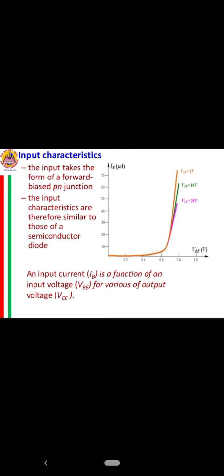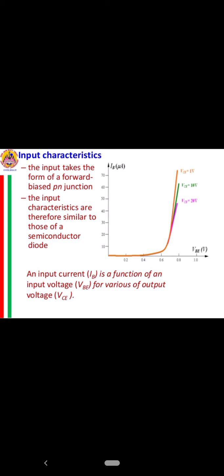IB is the base current and VBE is the voltage across base and emitter terminals. The input takes the form of a forward biased PN junction. The input characteristics are therefore similar to those of a semiconductor diode. An input current IB is a function of an input voltage VBE for various output voltages VCE. The curves are at different values of VCE.